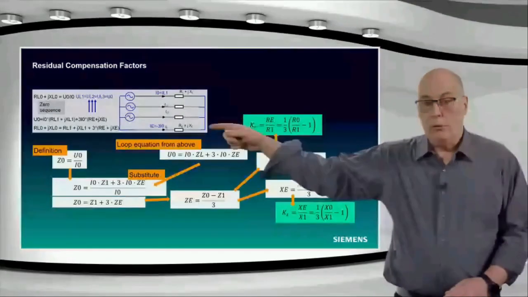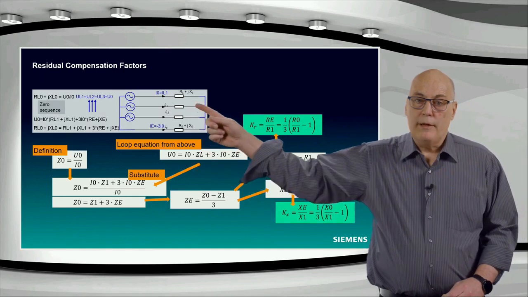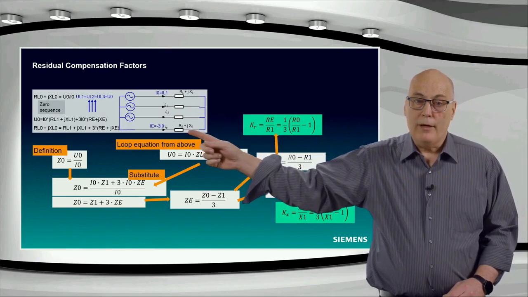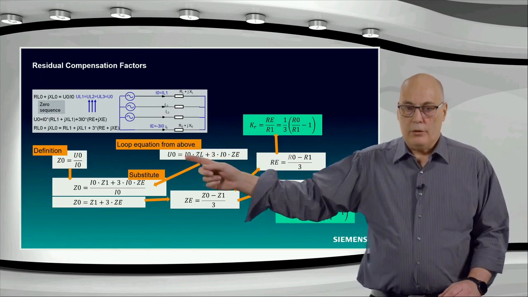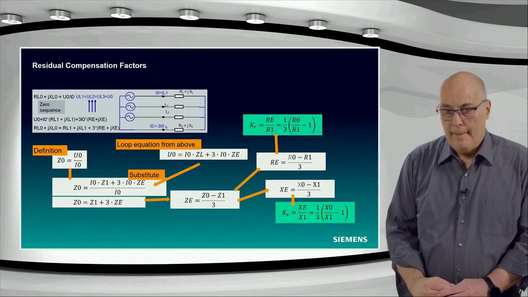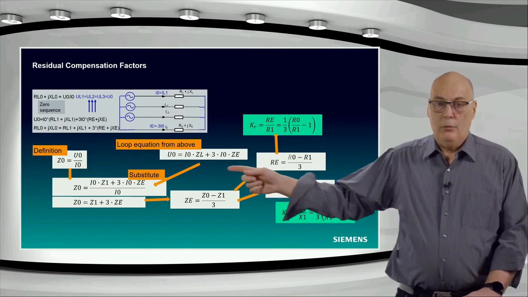So if you make a loop equation over there, it will be I naught times ZL is the voltage drop here, and 3 I naught times ZE would be the voltage drop here, and that is going to be equal to U naught. Be very careful with your signs over here, with the plus sign.